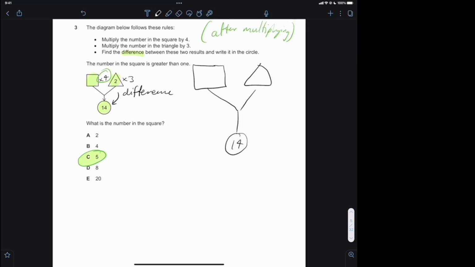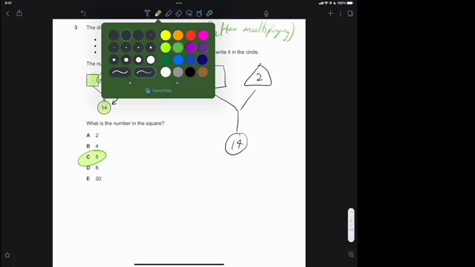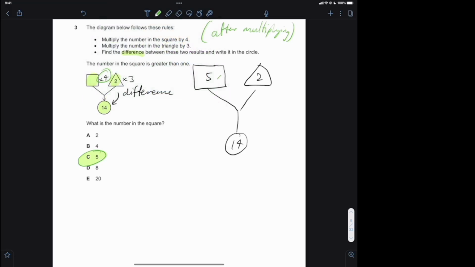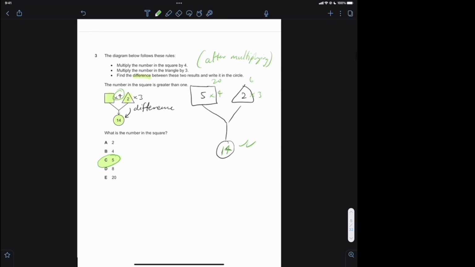So let's see, if we put a 5 in here, and we know that the triangle has a 2, let's follow the rules. Multiply the number in the square by 4, that gives us 20. Multiply the number in the triangle by 3, that gives us 6. Find the difference between these two results, and write in the circle, that would be 14, and so we see that that lines up nicely. Okay, so option C there is the answer. You can either work backwards or test out each option.